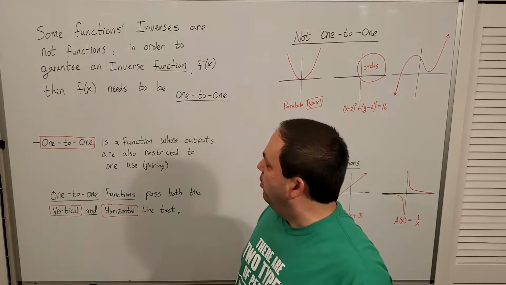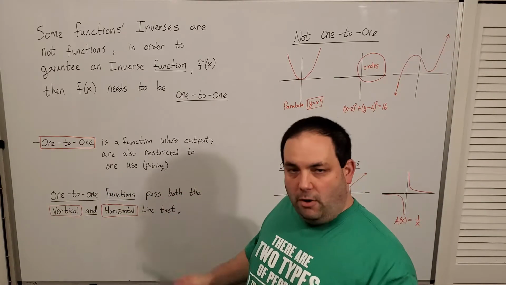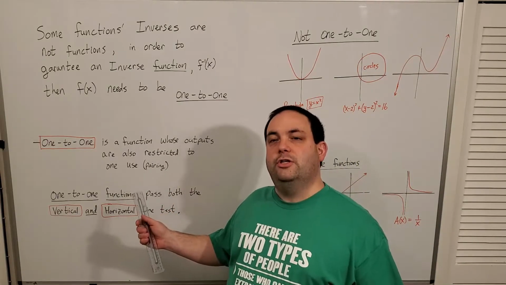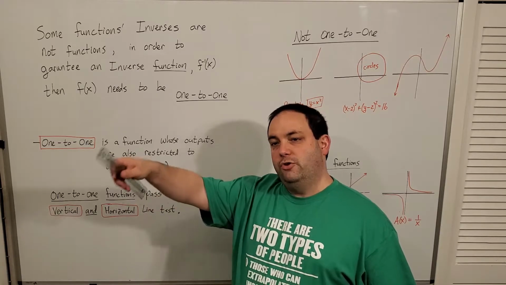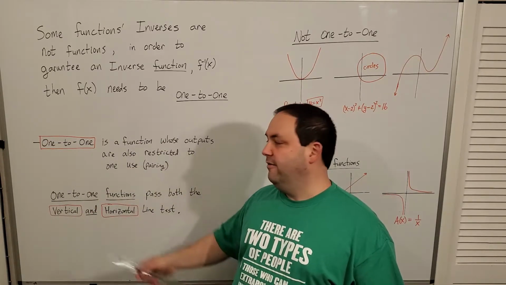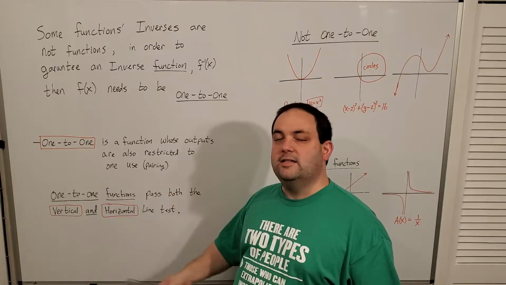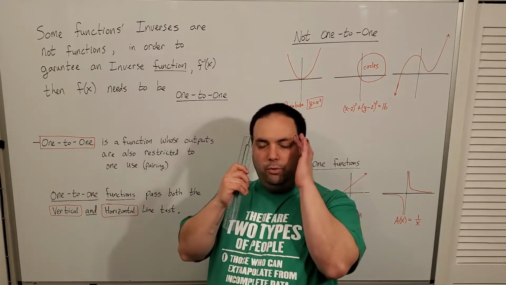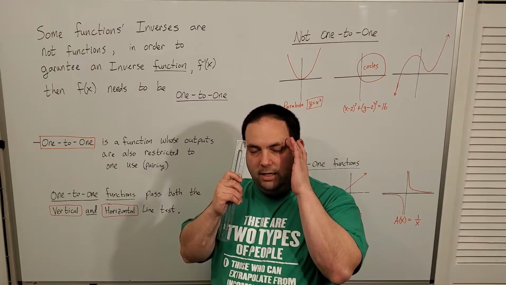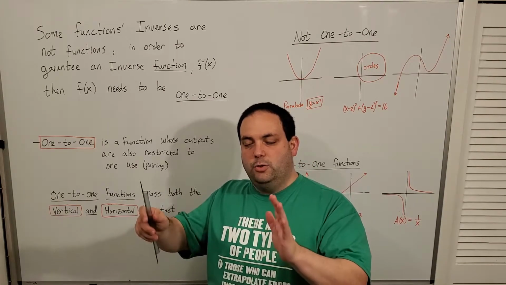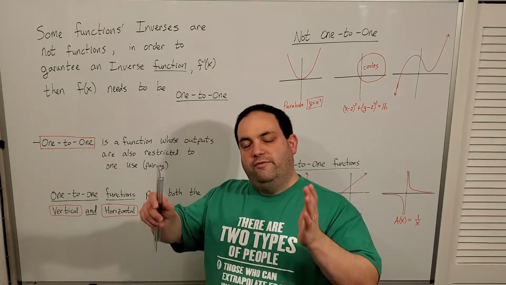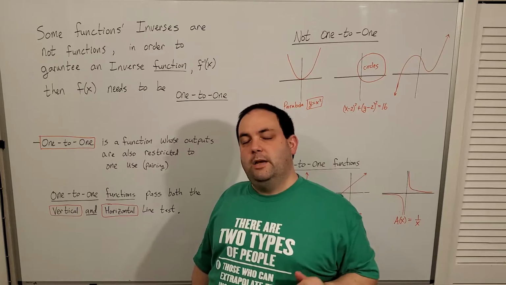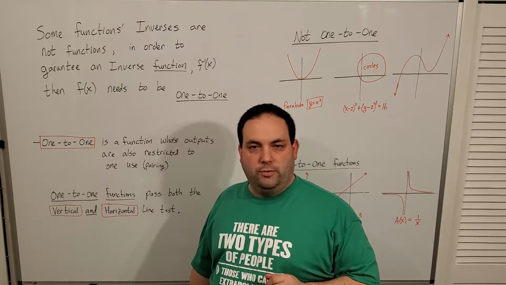Okay, so a one-to-one function has the same restriction that functions have on their domain, but it also has the one-to-one restriction on the range. If you remember, a function is a type of relation where all input values are restricted to one pairing, but we didn't say anything about the range or the y's or the outputs, right?